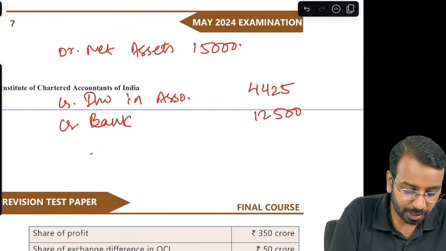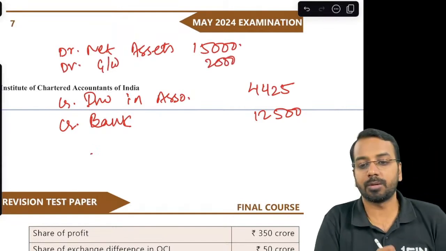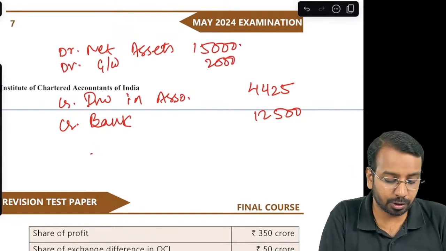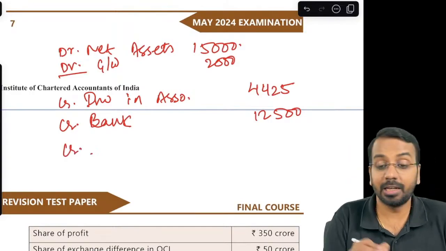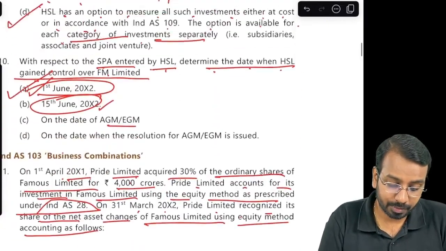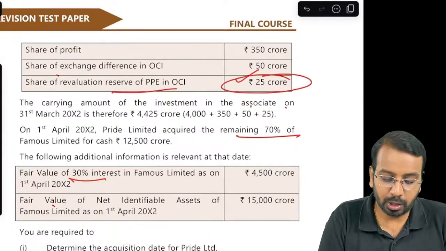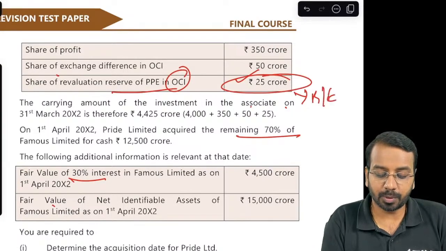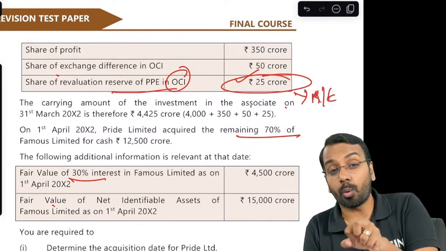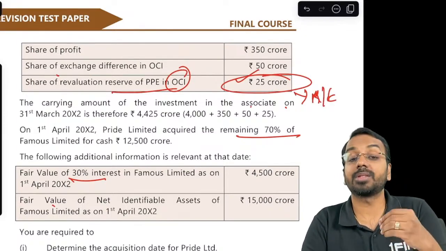Then we have goodwill. We will debit goodwill by 2,000, because on date of acquisition we need to recognize goodwill. Then we will recognize the gain in P&L, and this revaluation reserve also will no longer be in OCI. This will also be transferred to retained earnings, because once we acquire the subsidiary, all of these existing balances in OCI become irrelevant for us.